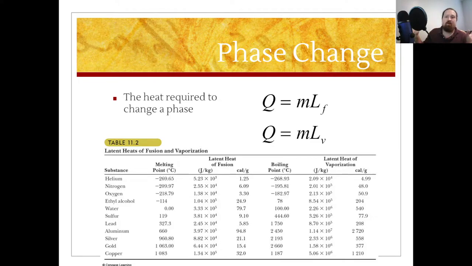Every single material on this table has a different latent heat. And again, technically every material has two different latent heats. You never have to memorize any of them. You will have access to this table whenever you need it. I promise you that. Don't have to worry about that.